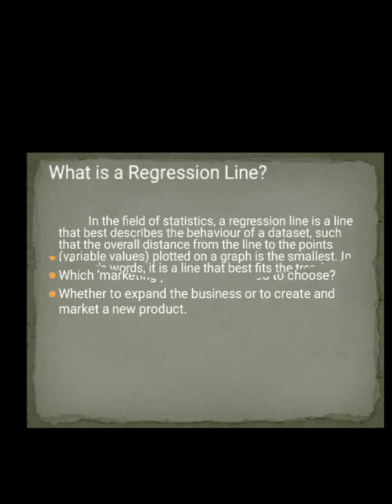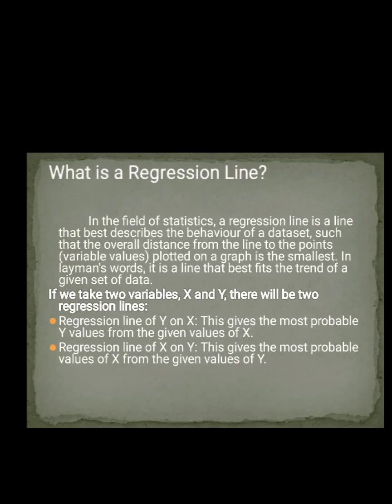What is a regression line? In this field of statistics, the regression line is a line that best describes the behavior of a data set, such that the overall distance from the line to the points plotted on the graph is the smallest. In layman's words, it is a line that best fits the trend of a given set of data.